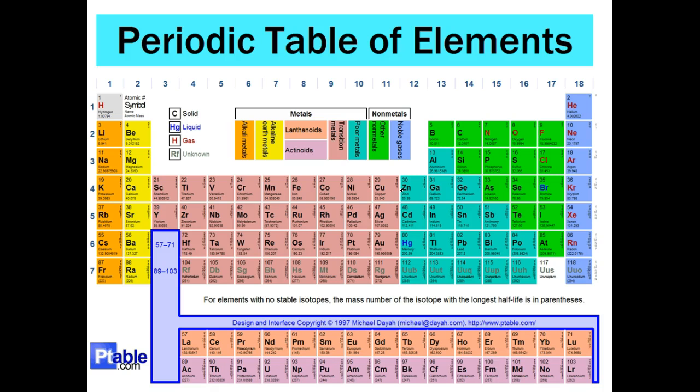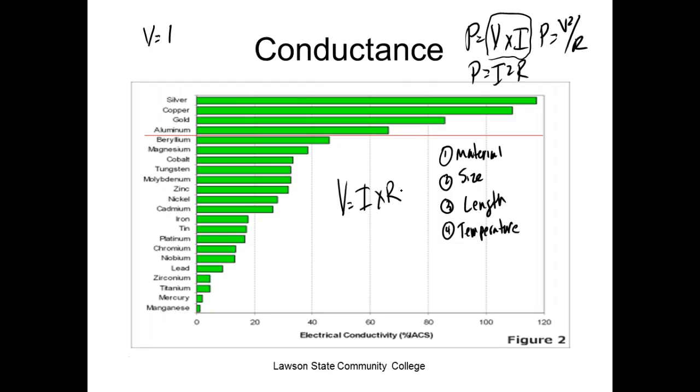So what determines if it's a conductor? Anybody know? You should have had that in DC. It's the valence. Anything that has 1 to 3 valence electrons, we say these are conductors. And anything that has 4, we call these what? Good.